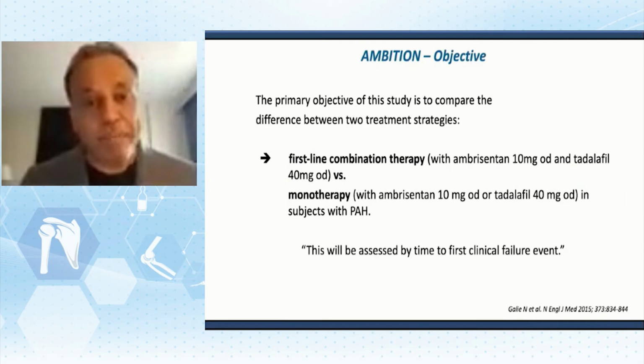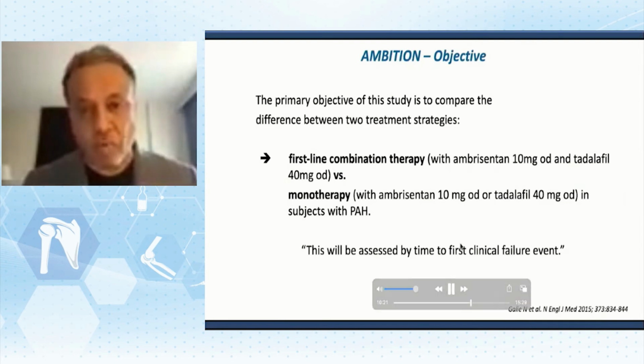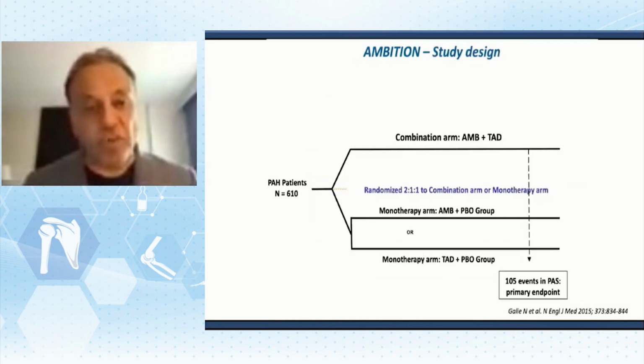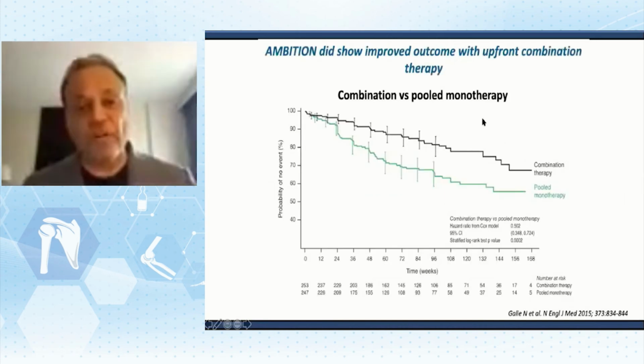One important study worth mentioning was the AMBITION study, looking at whether we should use only one drug as a monotherapy or start with a double upfront combination. So in this study, they had 2 arms. The first arm used monotherapy of either ambrisentan, an endothelin receptor antagonist, or tadalafil, a PDE5 inhibitor, versus upfront combination of both medications.